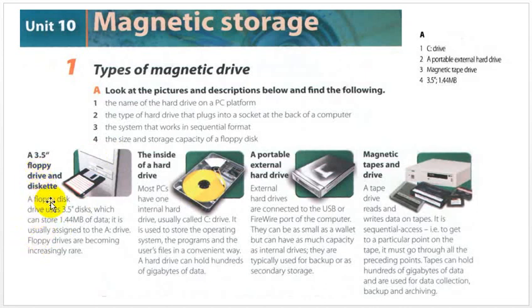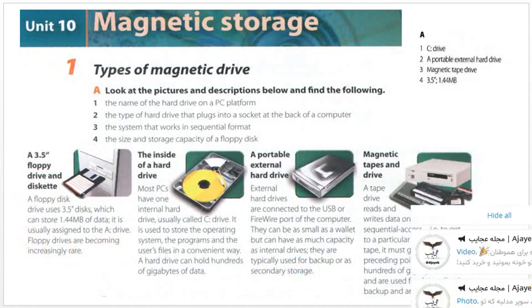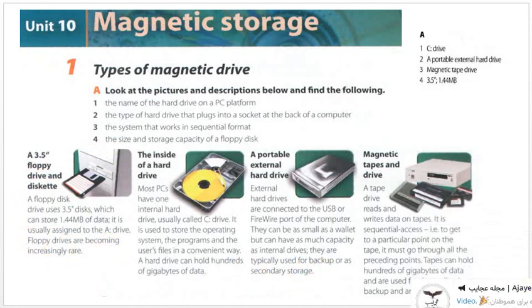Okay, you can read, and I want to read it for you. Please listen very carefully and look at every word, and listen to its pronunciation. Okay. A 3.5 floppy drive and diskette.